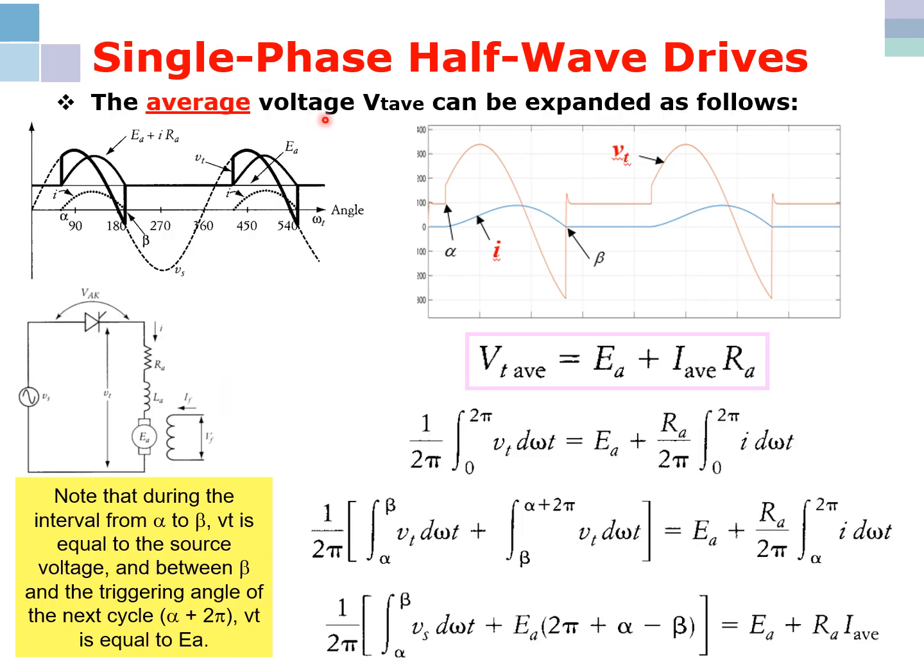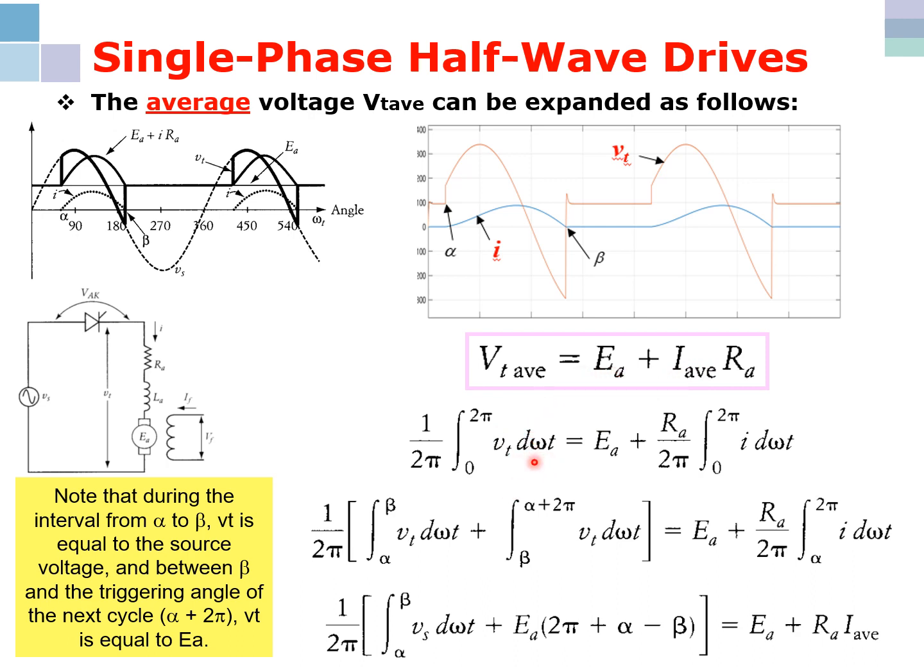Okay, the average voltage can be expanded as follows. VT average is equal to EA plus I average RA. So if we want to solve this equation to get the value of the speed, we need to integrate the value of VT here.